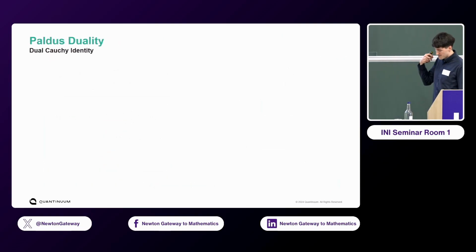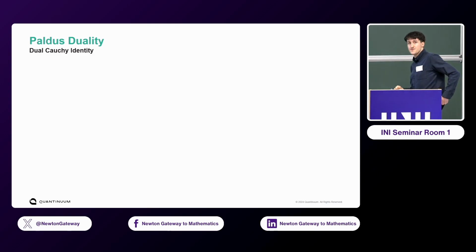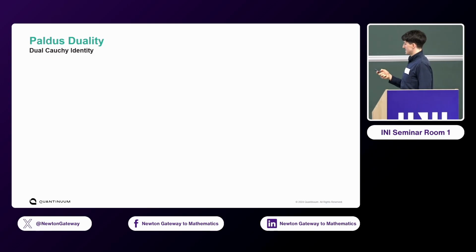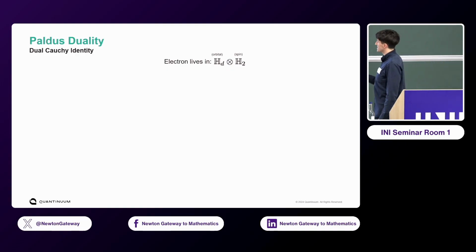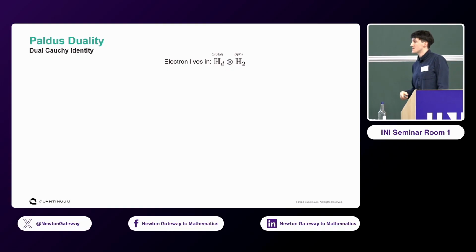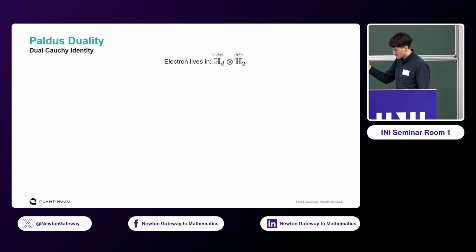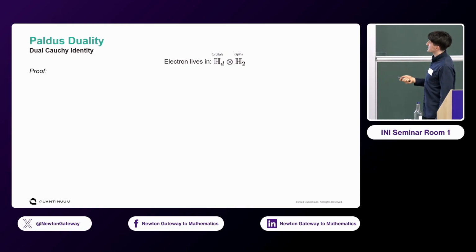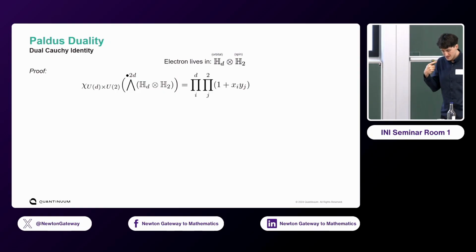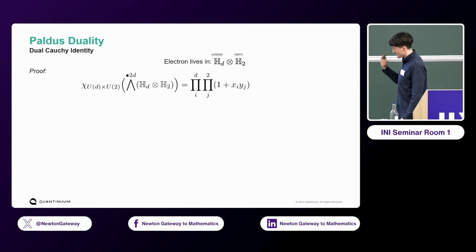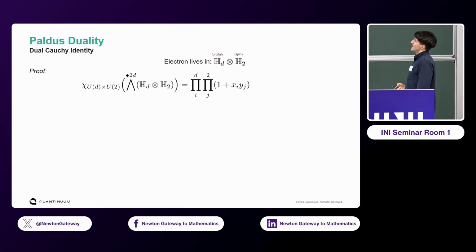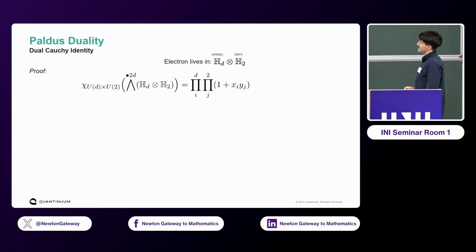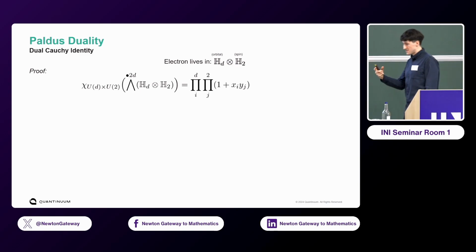We know from the Pauli exclusion principle that electrons don't live in a spin orbital space. They really live in a spatial orbital space crossed by a two-dimensional spin space, so it's a tensor product Hilbert space. When we substitute this into the generating function of the elementary symmetric polynomials, we end up with a very powerful identity called the dual Cauchy identity. We've just substituted this dual representation into the previous equation.